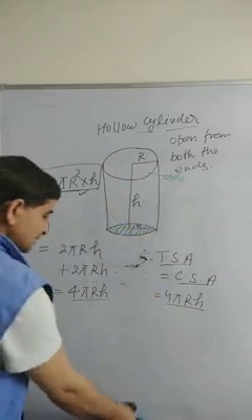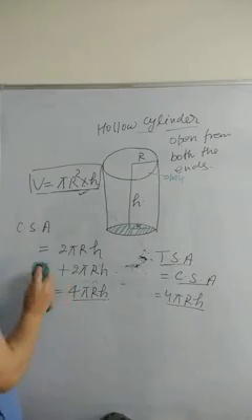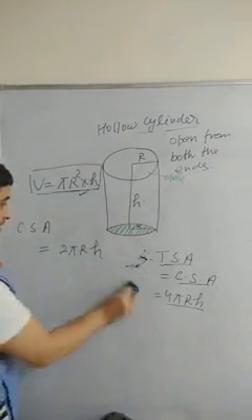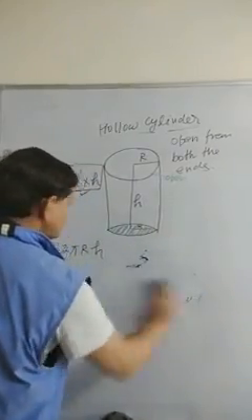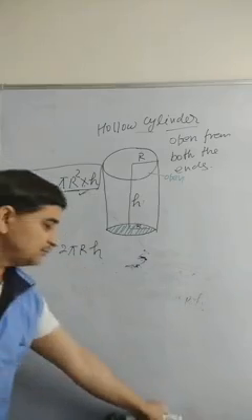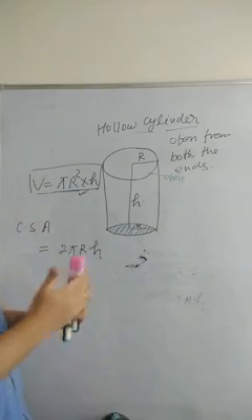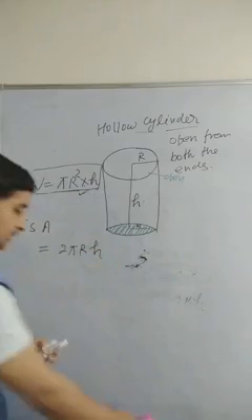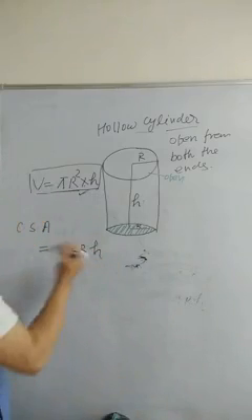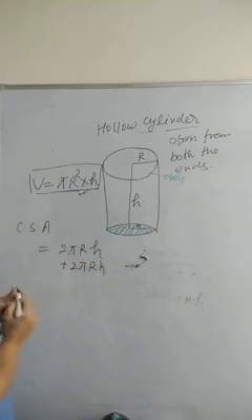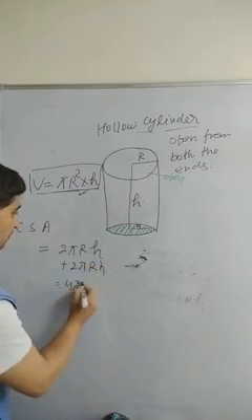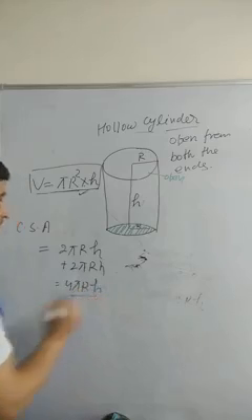So in that case, if it is asked to calculate the curved surface area, it will be 2 pi RH. It's okay, from outside you can paint, from inside also you can paint, so it will remain the same. 2 pi RH from outside plus 2 pi RH from inside. So the total will be how much? 4 pi RH.